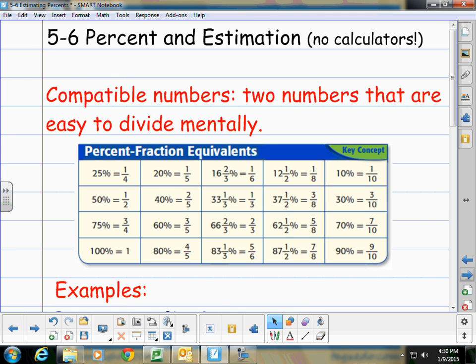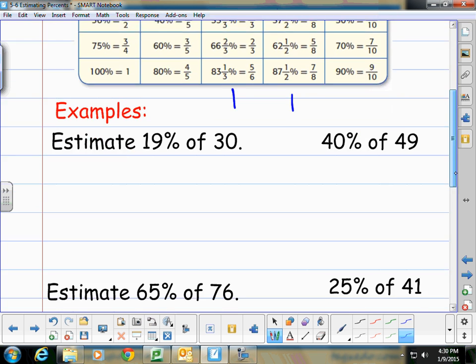This chart that we used in 5-4, we're going to want to revisit. This chart is going to guide us through some things that we need to revisit, like fractions and percents that are equivalent. Okay, so ones you struggle with, mostly probably this column and this column, you're going to want to keep track of and keep up with. Okay, so revisit that at any time.